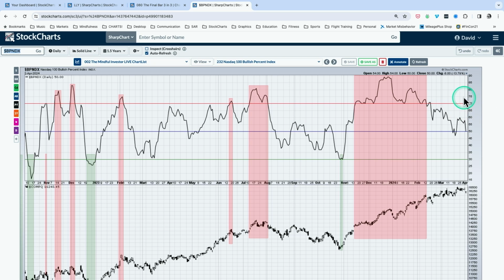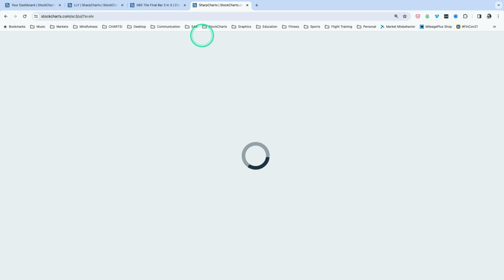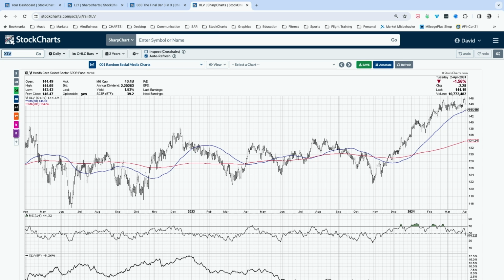Now, the S&P's bullish percent index is still above 70%, while the Nasdaq's is down at 50%. So it really speaks to the different experience from growth versus value as we've progressed through Q1 and now beginning into the second quarter. I want to look at a couple charts here just to finish off our recap. Let's talk about two sectors in particular.